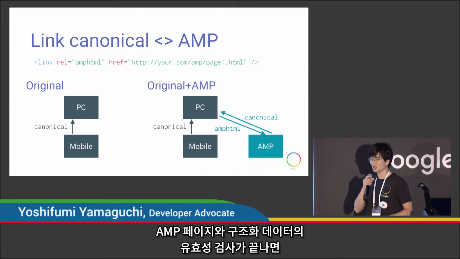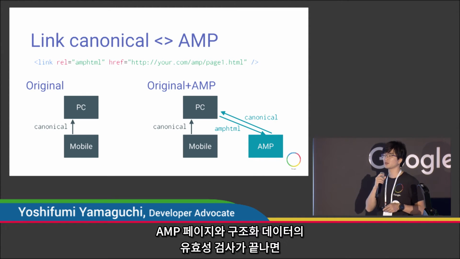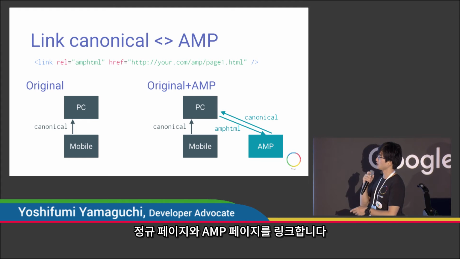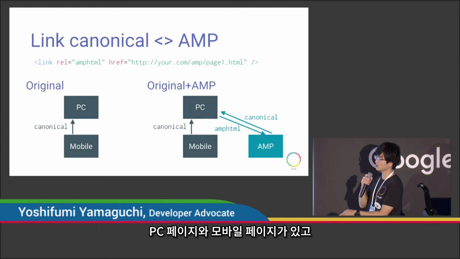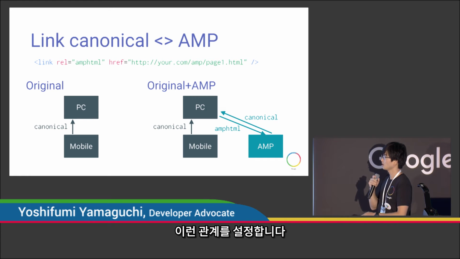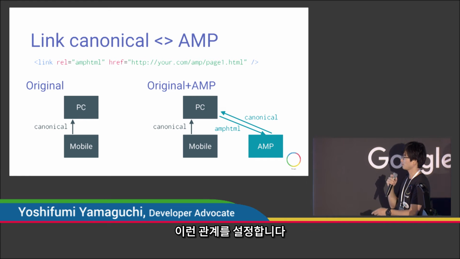And after you are done with the AMP validation and then structured data validation, now you can link the canonical pages and AMP pages. So imagine that you have the PC page and the mobile page, and the mobile page has a canonical link tag to the PC page. Then you put this kind of relation.